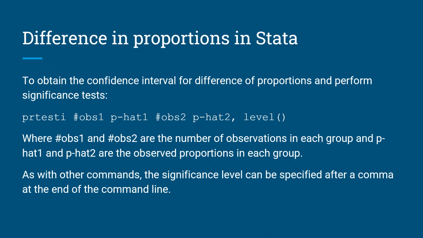So here, #obs1 and #obs2 are describing the number of observations in each group, and then p-hat1 and p-hat2 are the observed proportions in each group. And then I've also added on here a comma after p-hat2, where we can specify the significance level that we want to do our test at. If you don't include that, then by default, Stata will give you 95% confidence intervals.